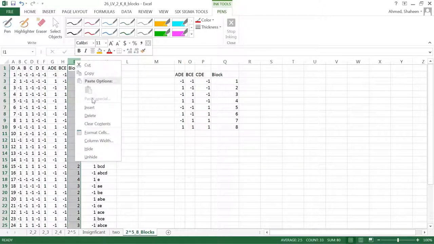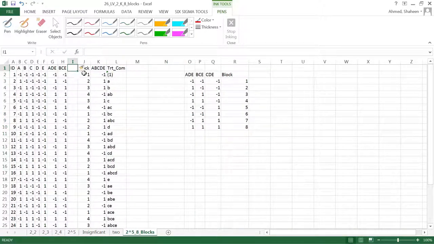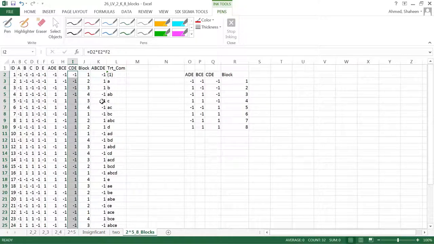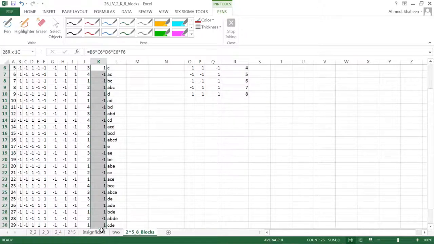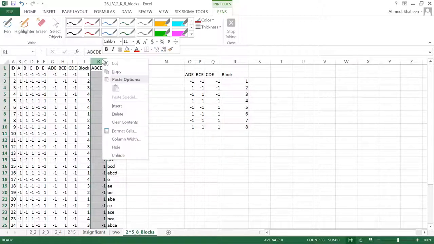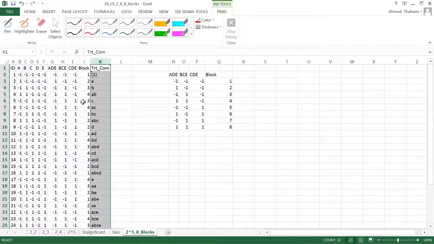Now we have to create one more column to find that CDE interaction. So we can simply multiply C times D times E. So that will give us the signs for CDE. So go all the way down. So we got that. Now, after this, this is fine. I don't know why we have this interaction. Let's delete that. I can't remember why we had that.